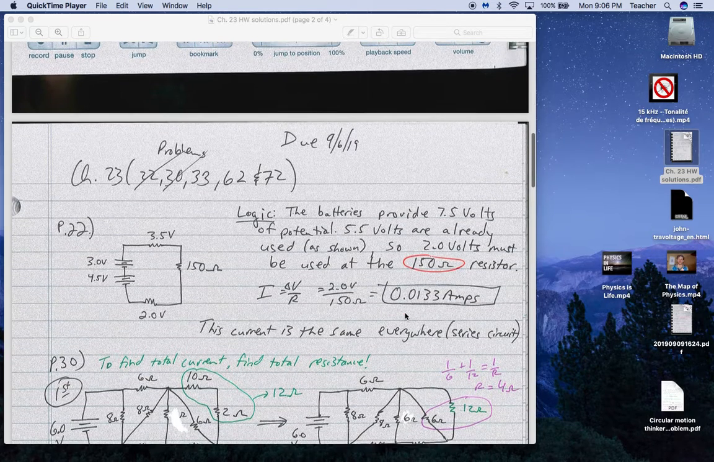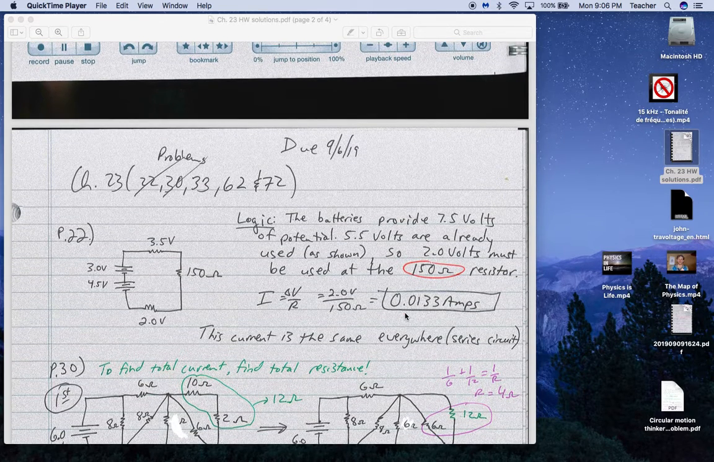For problem 22, the key thing here is it showed you had 7.5 volts. Since these batteries are facing the same orientation, that means they add up. If they were facing opposite orientations, you'd subtract one from the other. So if the batteries provide 7.5 volts, and yet we use 5.5 volts across these resistors, that means I have 2 volts to use across this.